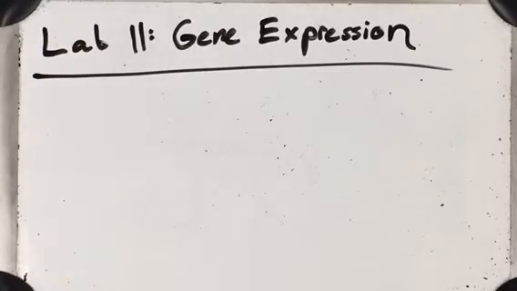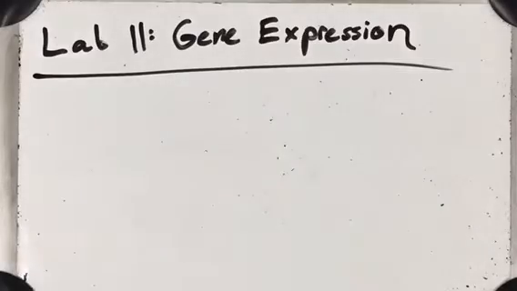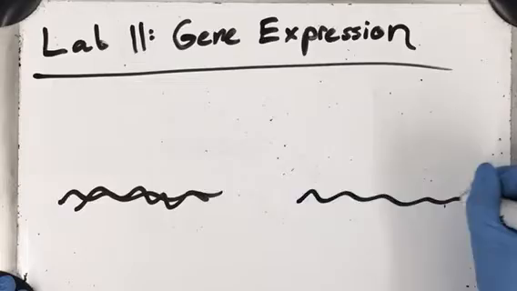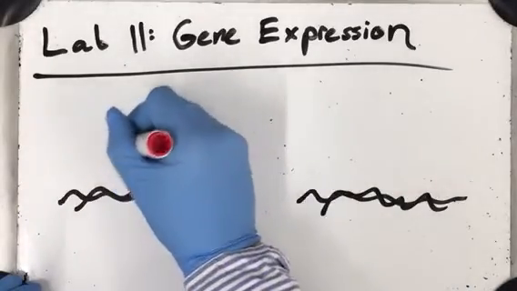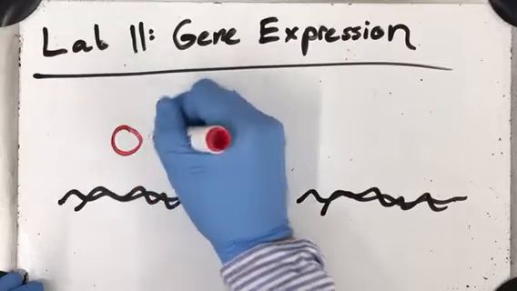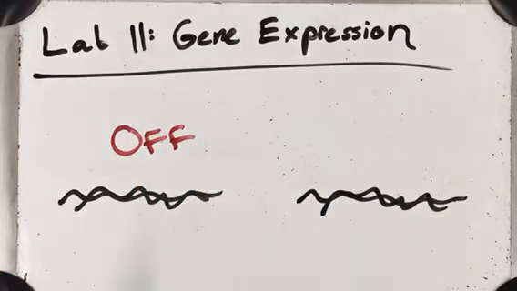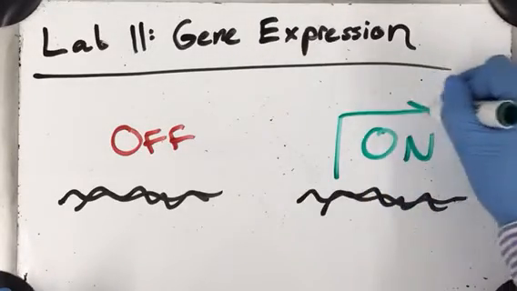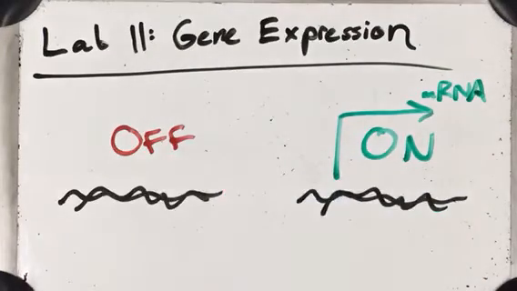Okay, so in this video we're going to go over Lab 11, a preview of gene expression. As we know, every cell contains all the DNA in our genome. Certain genes are off in certain cells, while others are on in certain cells, and they transcribe into mRNA. So we can measure this with the assay we're going to do today.